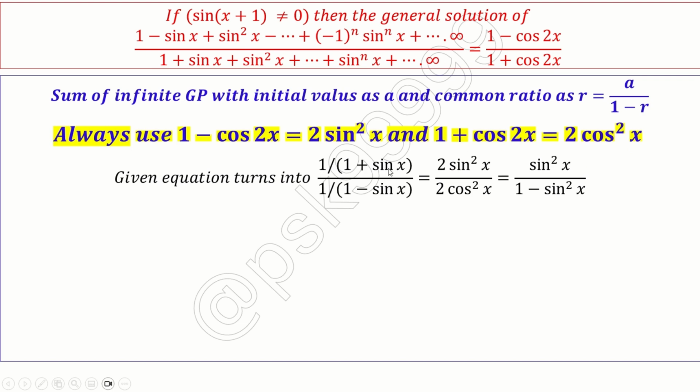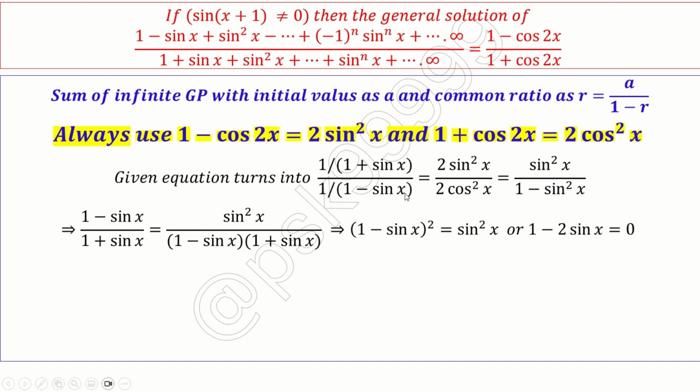1 by 1 plus sin x, because it is a by 1 minus r. Okay, r is minus sin x, so minus of minus r is 1 plus sin x. And divided by 1 by 1 plus 1 minus sin x, okay, which is equal to this. I am writing 2 sin square x by 2 cos square x. Okay, this is nothing but 2 cos square x. I am writing it as 1 minus sin square x. Okay, 2 and 2 get cancelled.